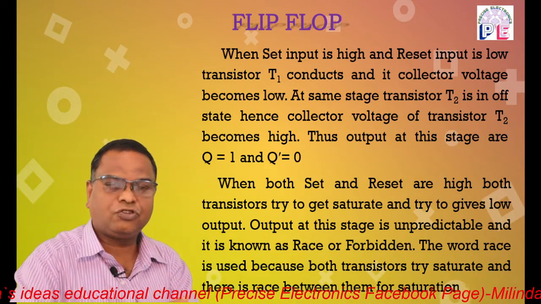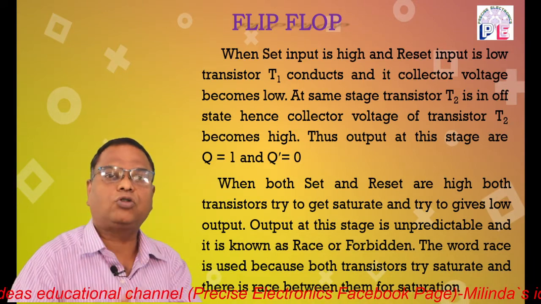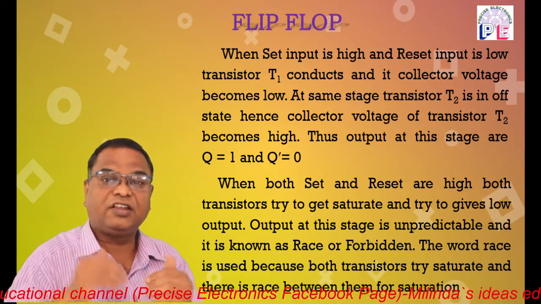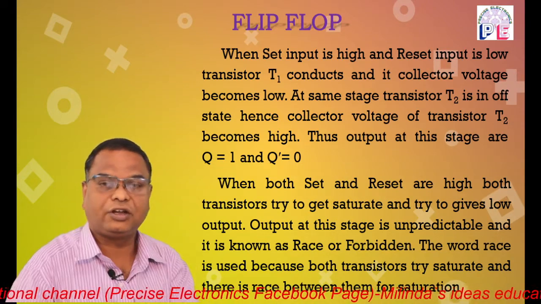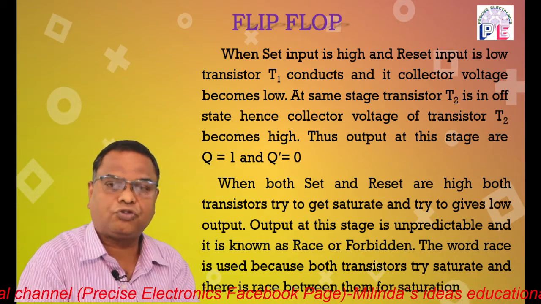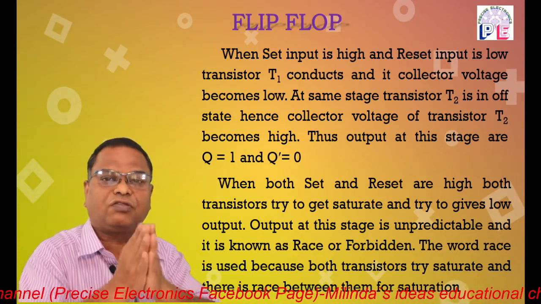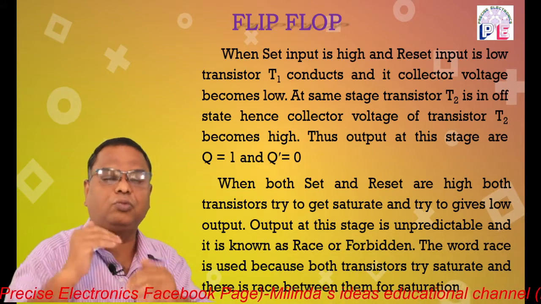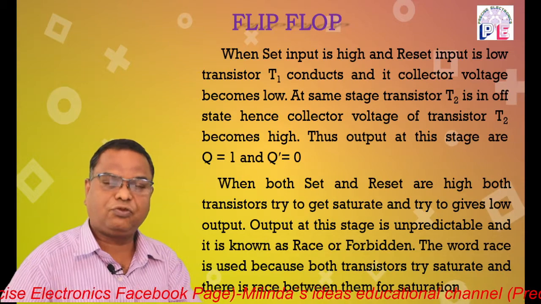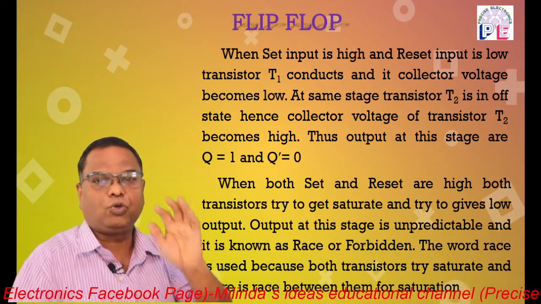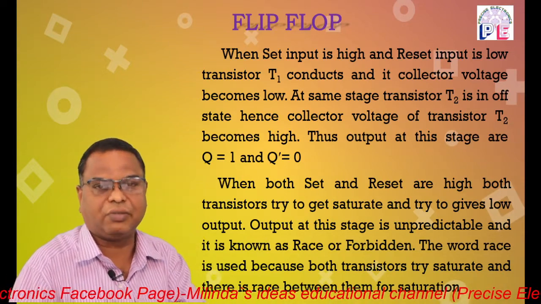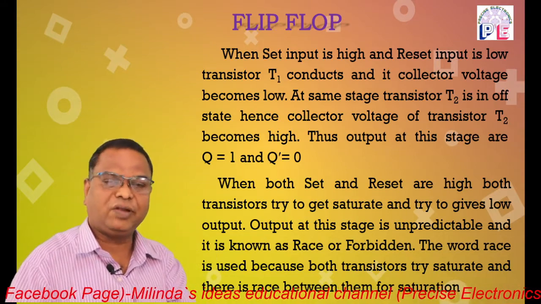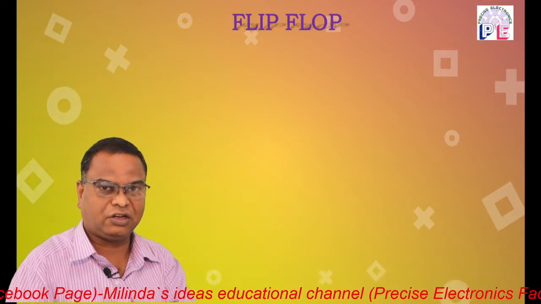Why is the word race used? Because both transistors try to get saturated, and for that purpose there is a race between them to get saturated, and that's why the word race is used. And this state is known as a forbidden state. We are not able to predict what the output state is. That means when both inputs are high, when set is 1, reset is 1, the output is race, or it is unpredictable, it is a forbidden state. So friends, that is the RS flip-flop using a transistor circuit.